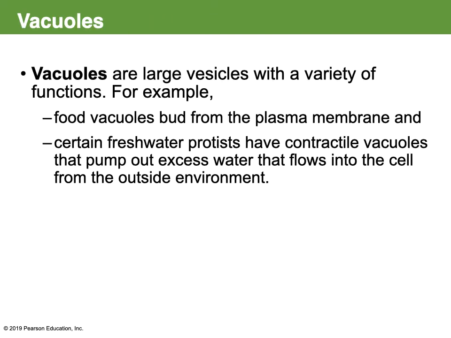Okay. So again, vacuoles are large vesicles with a variety of functions. And again, when we talk about plants, that large central vacuole is a permanent big vesicle. But typically what we're seeing in animal cells are temporary ones, like food vacuoles budding inward from the plasma membrane. And some freshwater protists have contractile vacuoles that pump out the excess water that flows into them from the outside environment. It's kind of like a leaky boat, and you're bailing out the leaky boat. You can see it in this video coming up next.